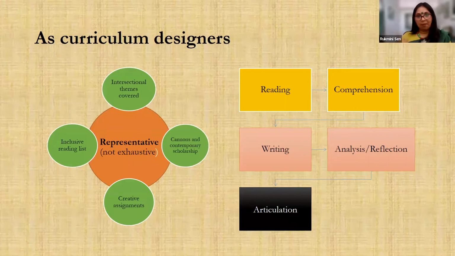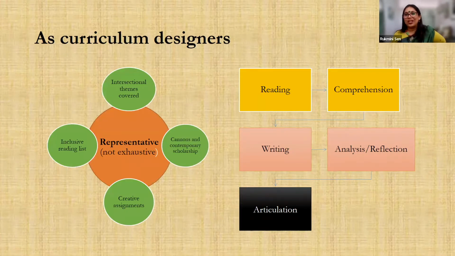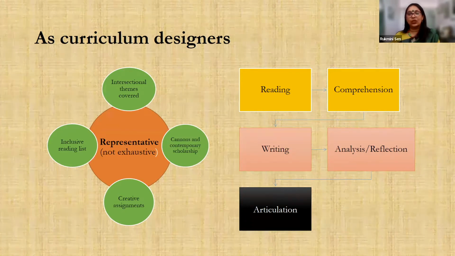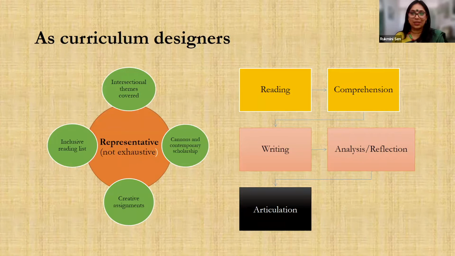Representative how? Number one, representative in terms of the readings that we choose, in terms of canons and contemporary scholarship. Since my discipline is sociology, I suppose this sitting together of the canon and the contemporary is a continuous debate and discussion. In a course in sociological theory, is it possible to teach Ambedkar? Is it possible to teach Periyar? Or is it that we will only have to teach Marx, Weber, and Durkheim?